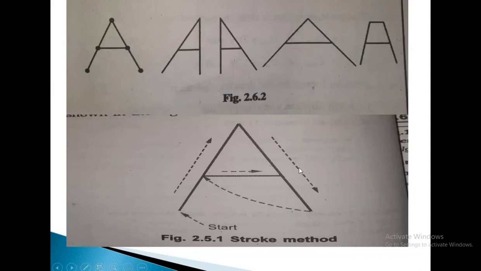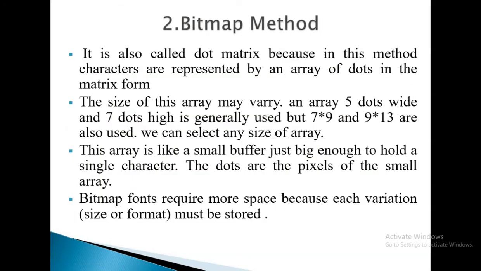In the Stroke method, here is a diagram. We start from here, and there is a first stroke, then second, third and fourth, and here the character is completed. Then the second method is the bitmap method.